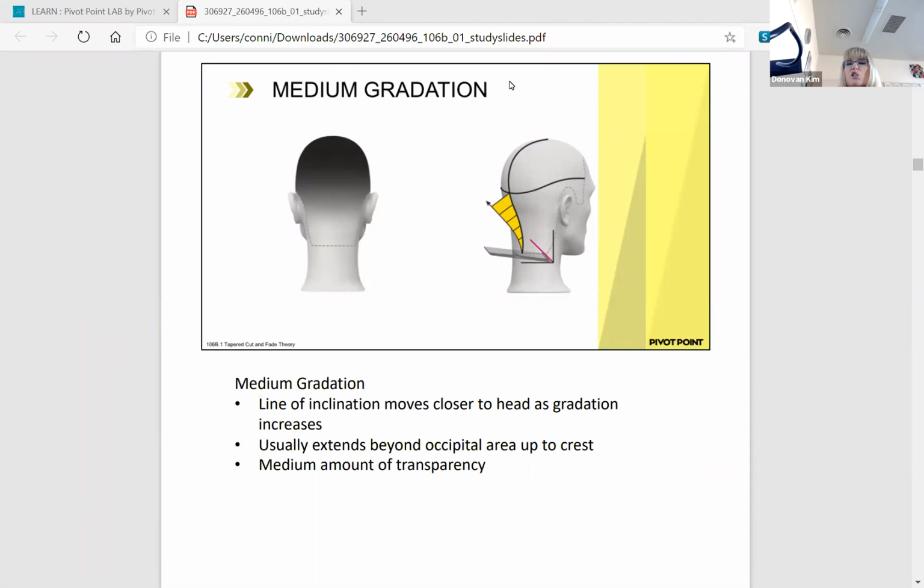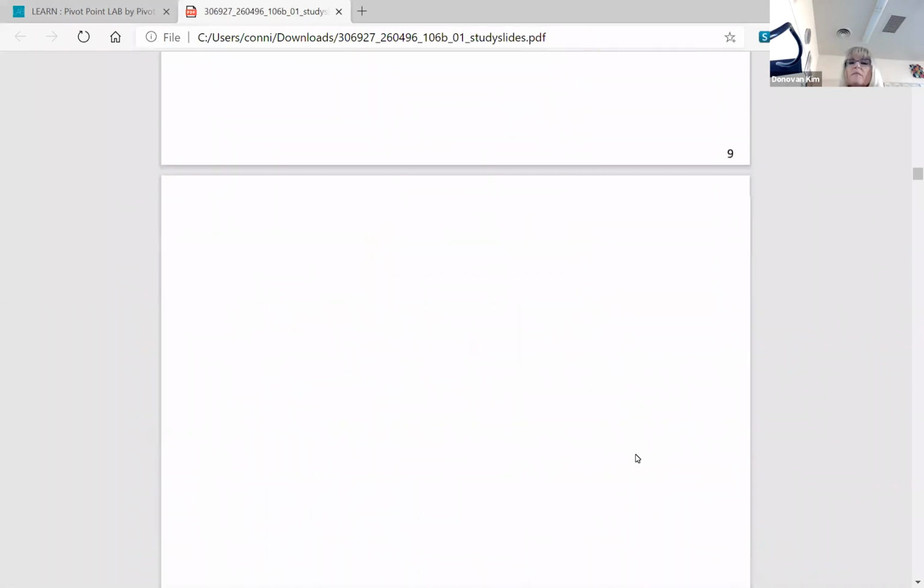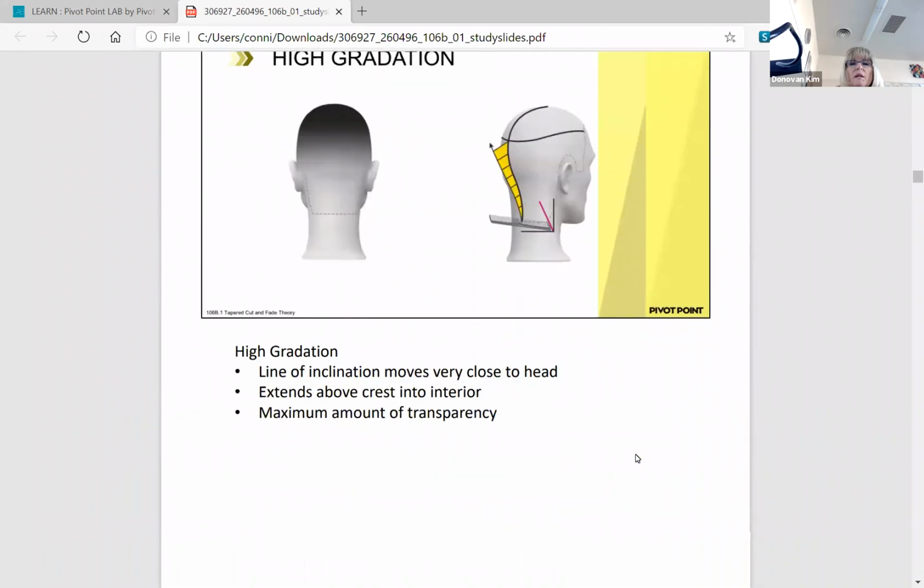And then when we get to the high gradation, this is where it's going to get real close to the hair. This is where you're going to see a lot of scalp, maximum transparency. When you get through there, you're going to see a lot more than what you would say versus low. It's going to look more like a high fade by the time you get done with the high gradation.